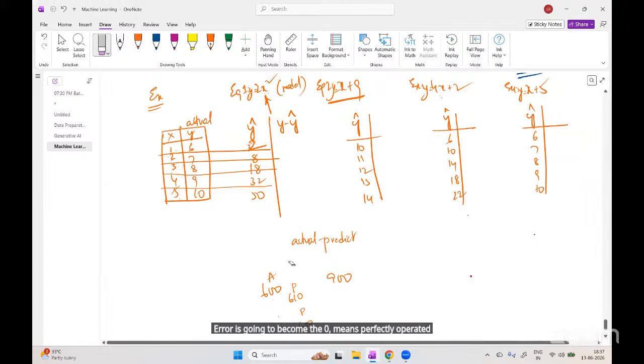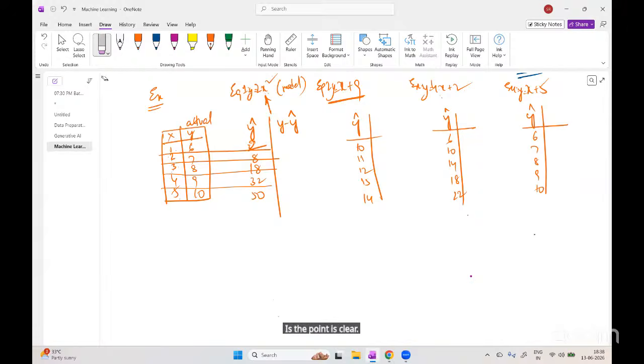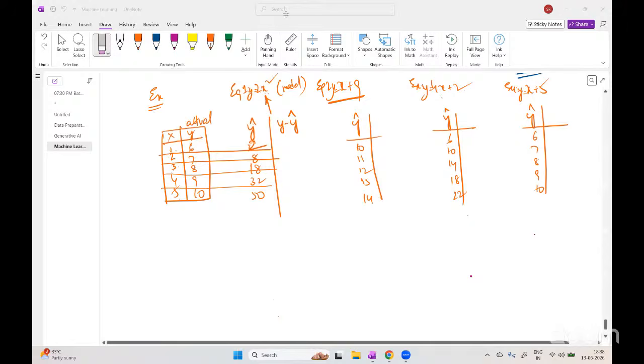So what do we require at the end? Error to be minimum. Out of these 4 equations, which equation has given me the minimum error? That is the best equation. Is the point clear? The logic understood, everyone? Yes or no? Everyone please confirm. Out of infinite number of equations, which equation has given the minimum error?